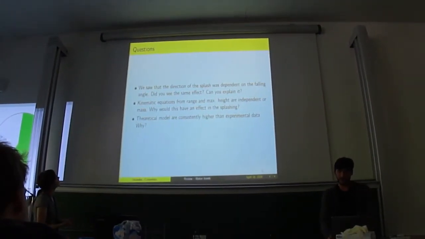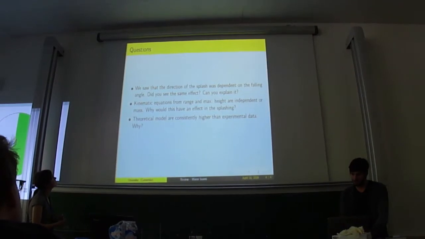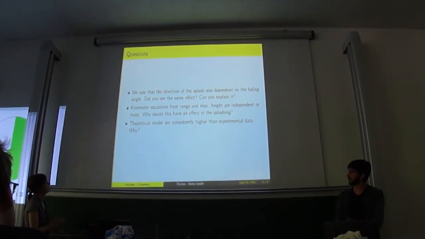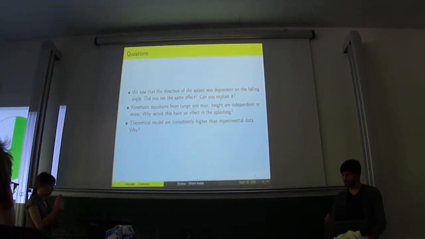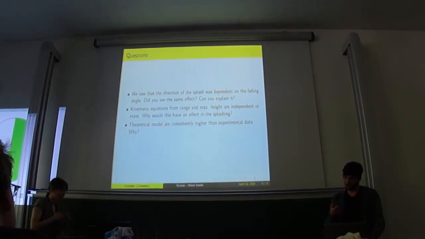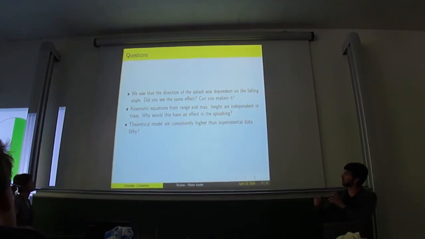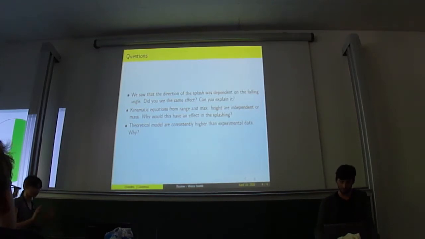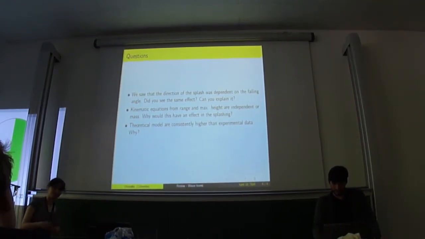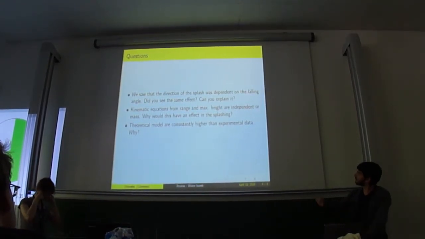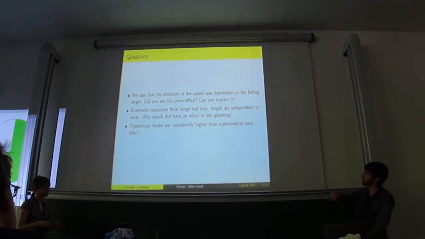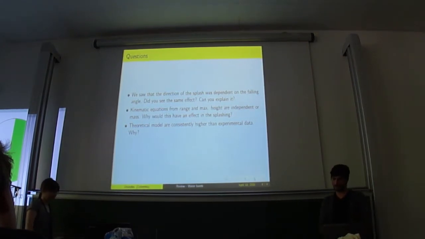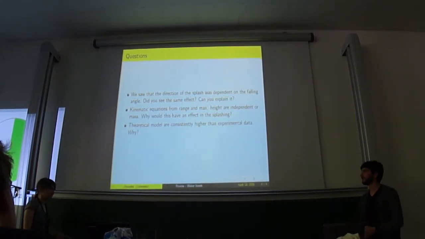Secondly, we know the kinematic equations for range and maximal height are independent of the mass of the particle in question. Why would you then mention the mass that came from the water droplets? And the plots you showed had theoretical lines that were always above the experimental data you gathered. Why is that?